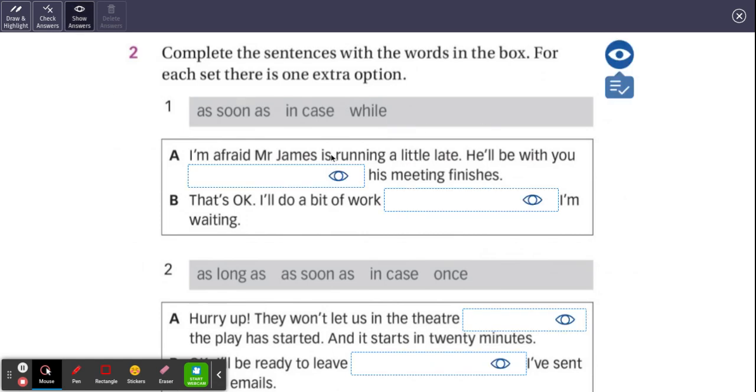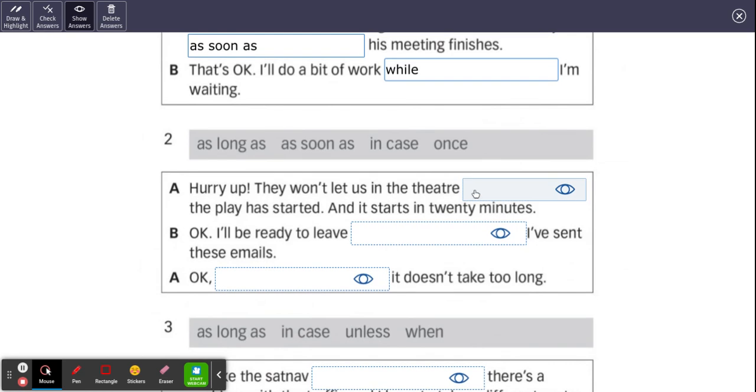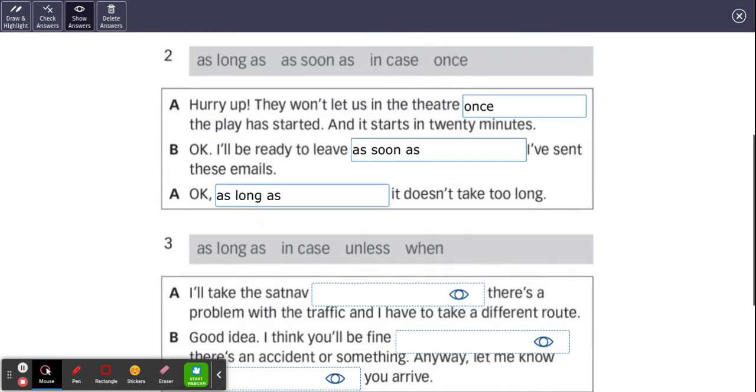Here they come again. As soon as, while, once, which means as soon as. So we could say, I'll be ready to leave once I've sent these emails would also work. And as long as. Okay, so A and B, you could swap those two over.